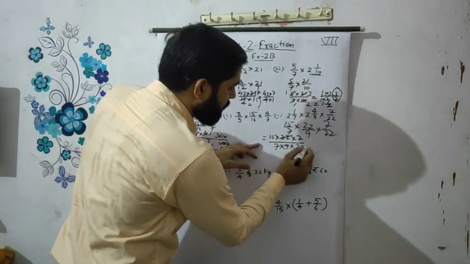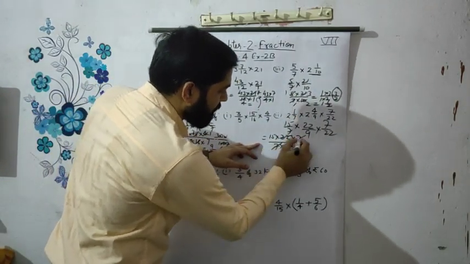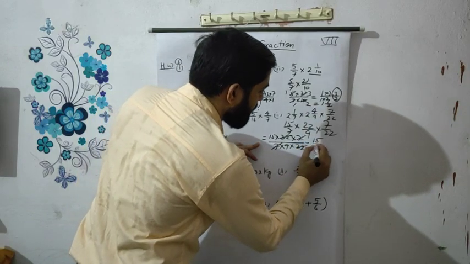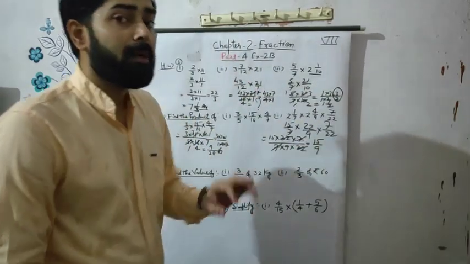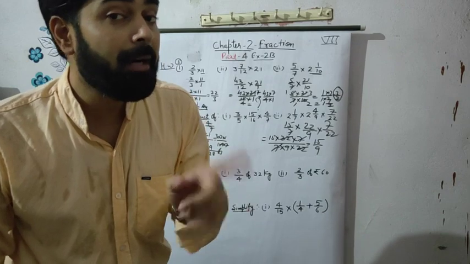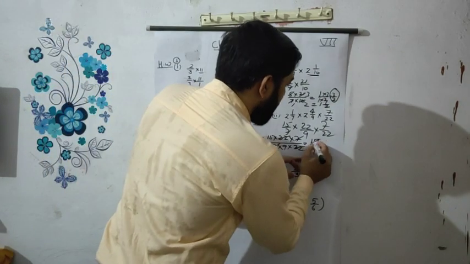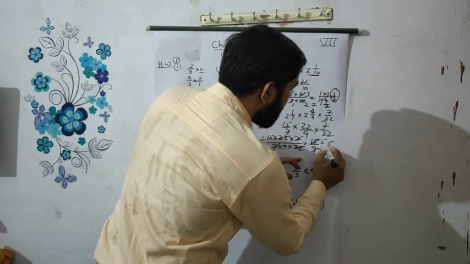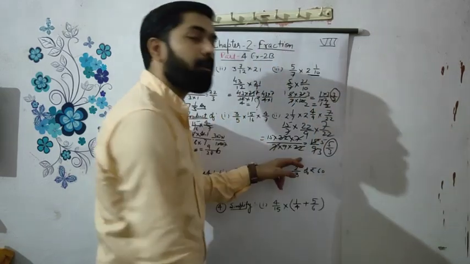So 21 and 21 cancel. 7 and 7 cancel. What is left here? 15 upon 9. This number is divisible by which number? This number is divisible by 3. So 3 5s and 3 3s. 5 upon 3. This is again an improper fraction.